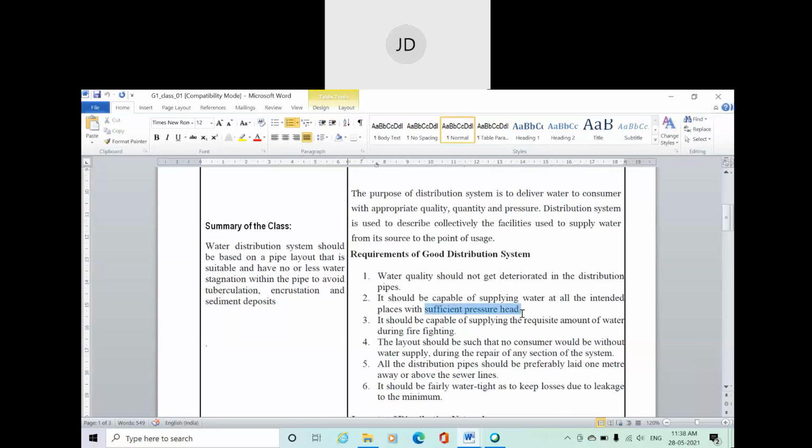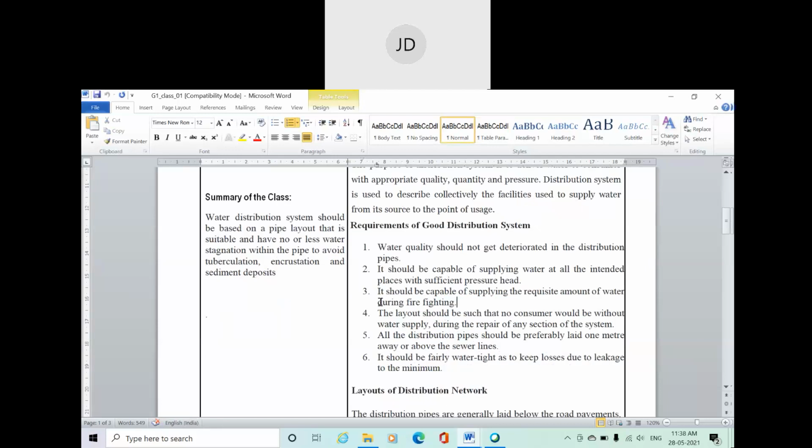If it is not coming at the proper pressure, it will not reach the pressure consumer. So the pressure must be maintained. Next, it should be capable of supplying the required amount of water during firefighting. That means even in an emergency or for safety purposes, for firefighting, the water supply system should be adequate and sufficient to supply the required amount of water.